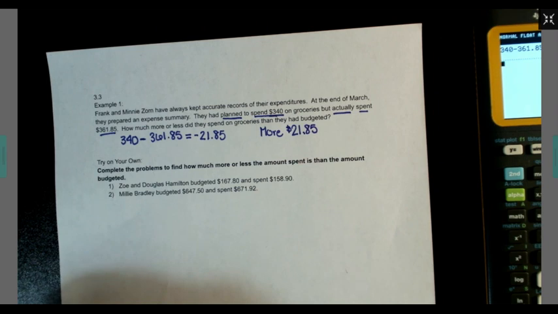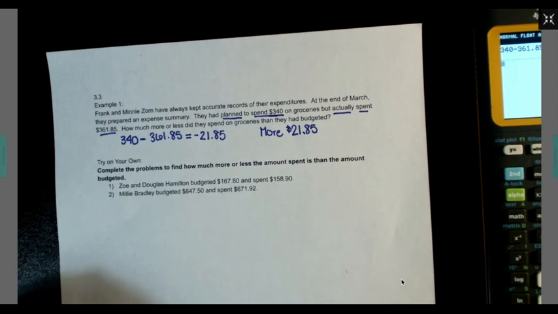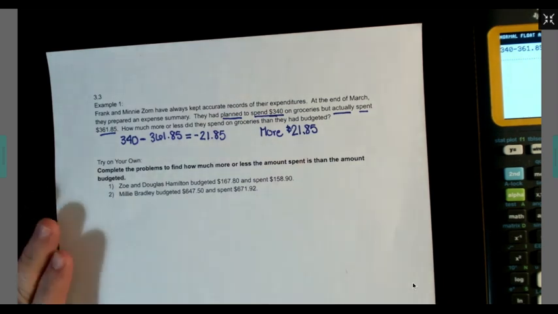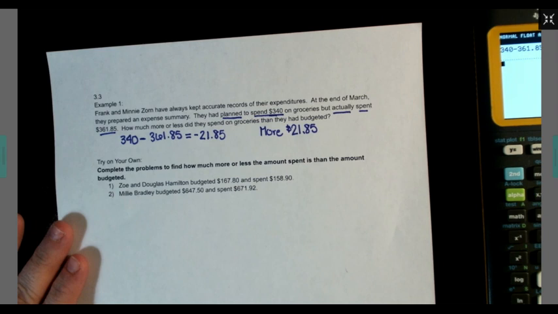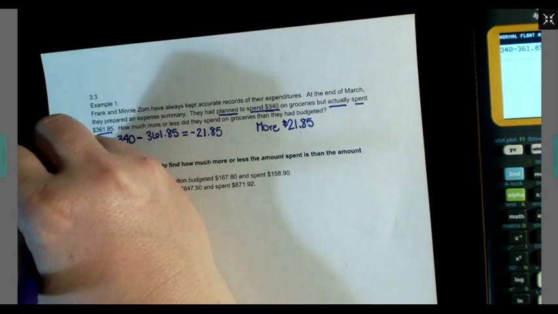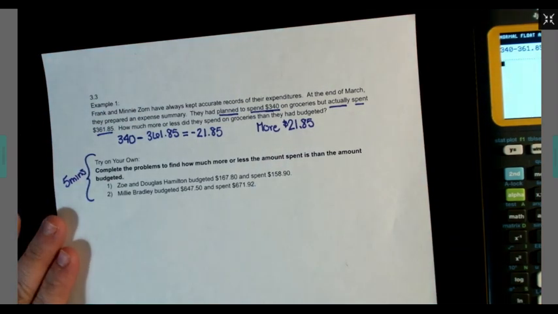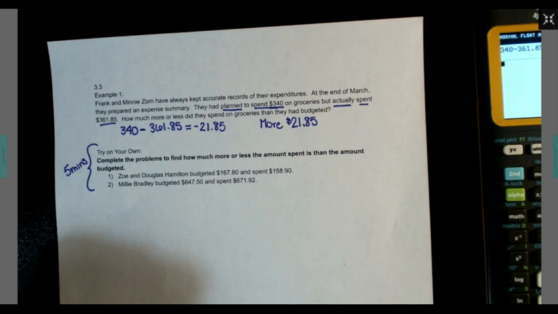The Try on Your Own section says, complete the problems to find out how much more or less the amount spent is than the amount budgeted. You're given two examples. What I want you to do is take the next 5 minutes to work through both Try These on Your Own 1 and 2. Go ahead and pause your video now.